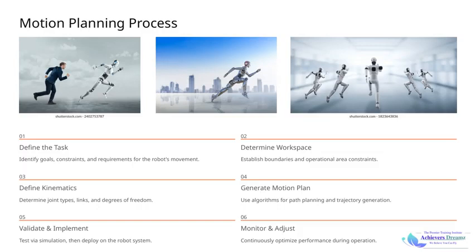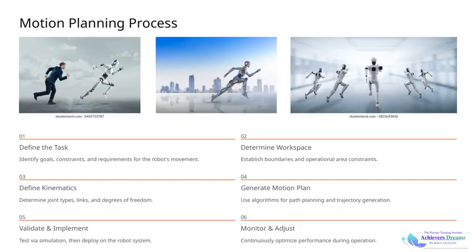Then we define the kinematics. Here, we're looking at the robot's joints, links, and degrees of freedom. Basically, understanding how each part moves and how they work together to achieve desired positions. After that, we generate the motion plan. This step uses specialized algorithms to plan paths and trajectories, ensuring movements are smooth, efficient, and collision-free.